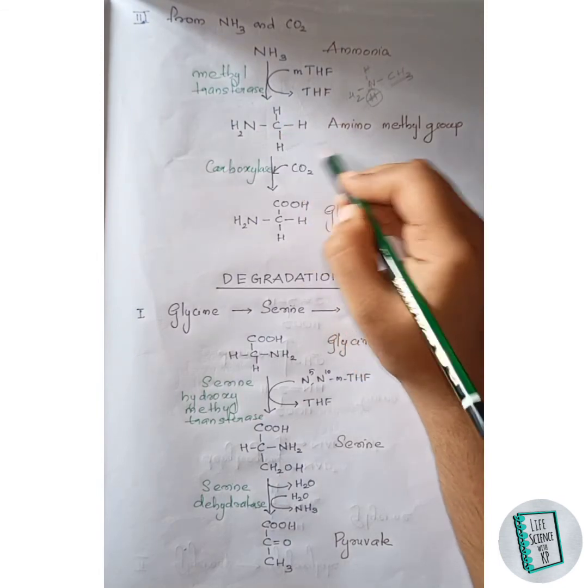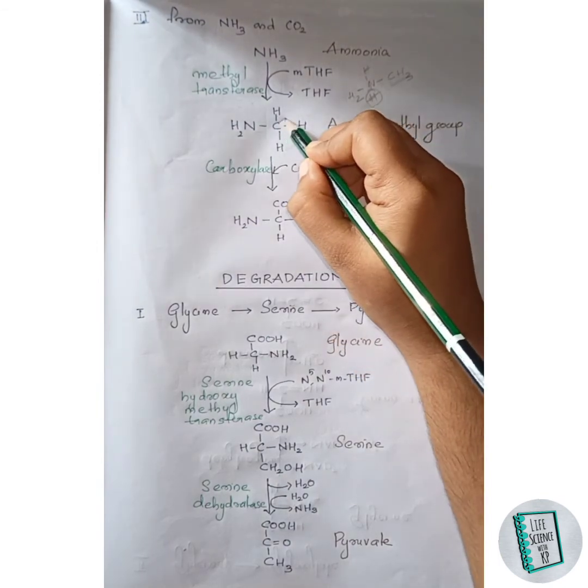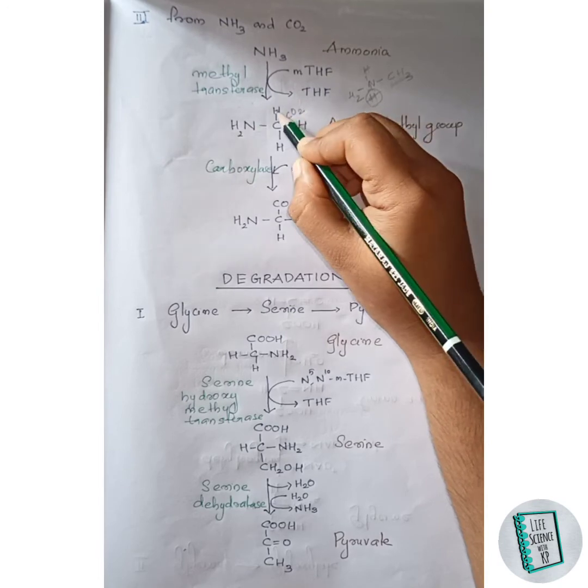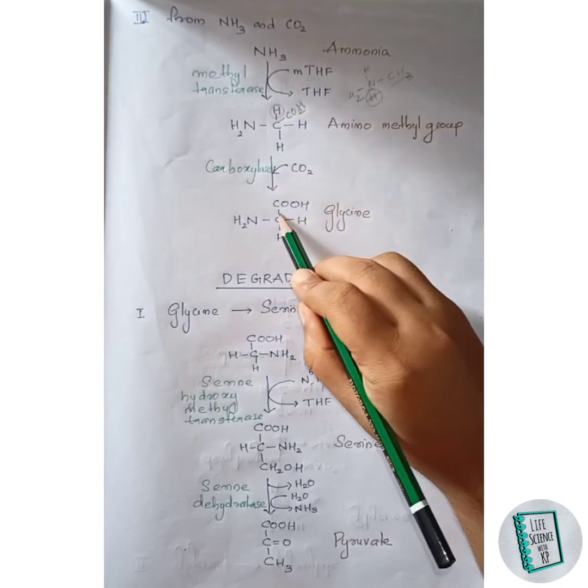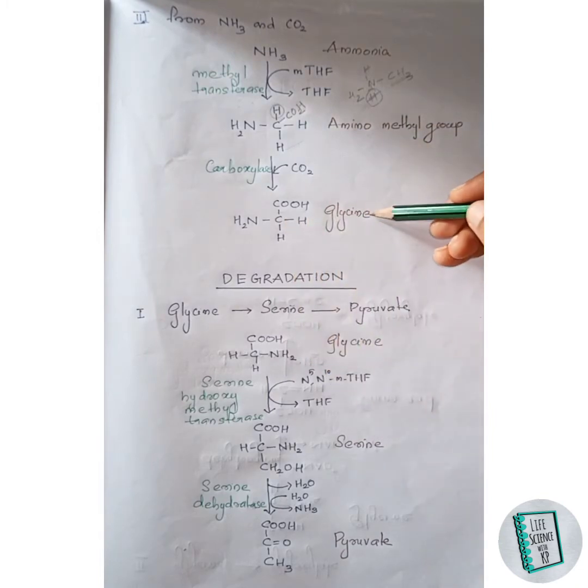Then this aminomethyl group gets carboxylated and converts to glycine. Here this aminomethyl group accepts CO2, and this hydrogen rearranges in here, converting it to a COOH group. Thus glycine is formed. These are the three pathways for the synthesis of glycine.